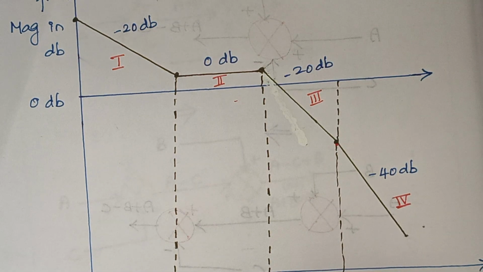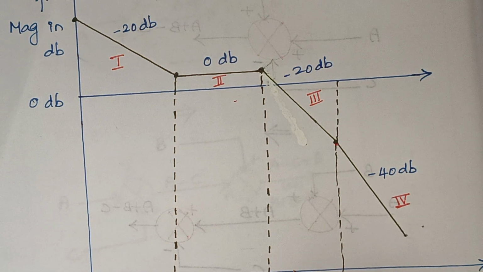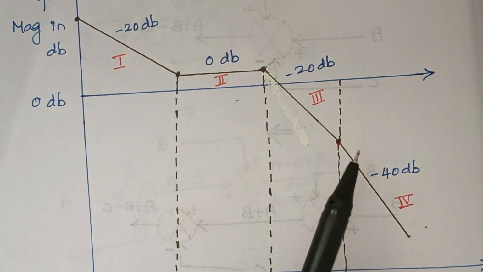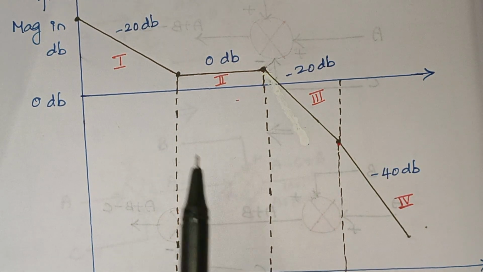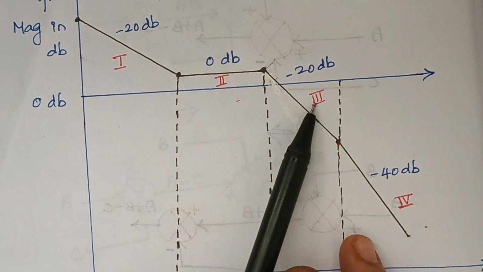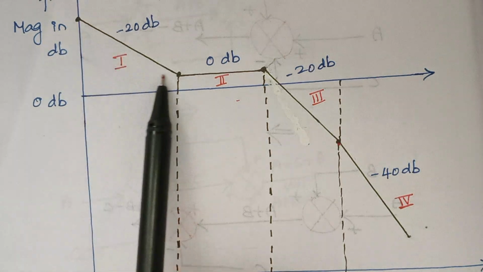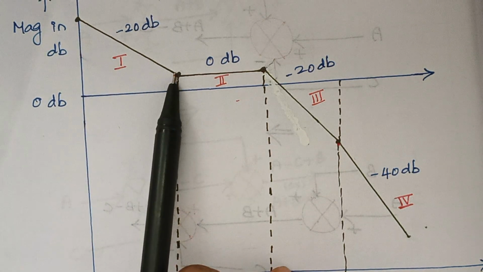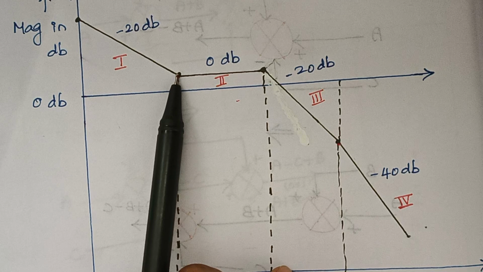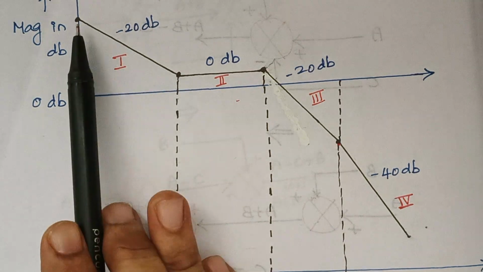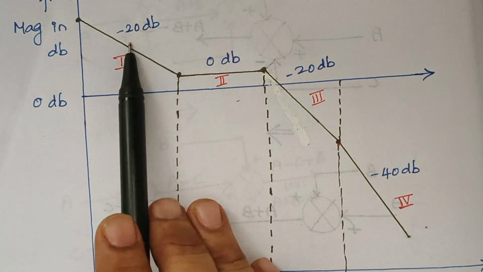Now we are going to write the transfer function. Just for our convenience, I have split this Bode plot into 4 different parts: part 1, part 2, part 3 and part 4, right? When you observe part 1, what does it indicate? Can you remember how we draw a Bode plot? The initial slope is given by the individual s term present in the given transfer function, right? So here the value of this slope is -20.